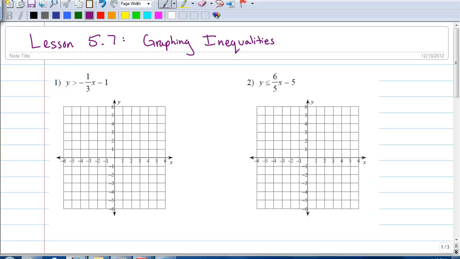Okay, so in this lesson we're going to look at how to graph inequalities. And the inequalities we're going to be graphing in this lesson are going to be written in slope-intercept form.